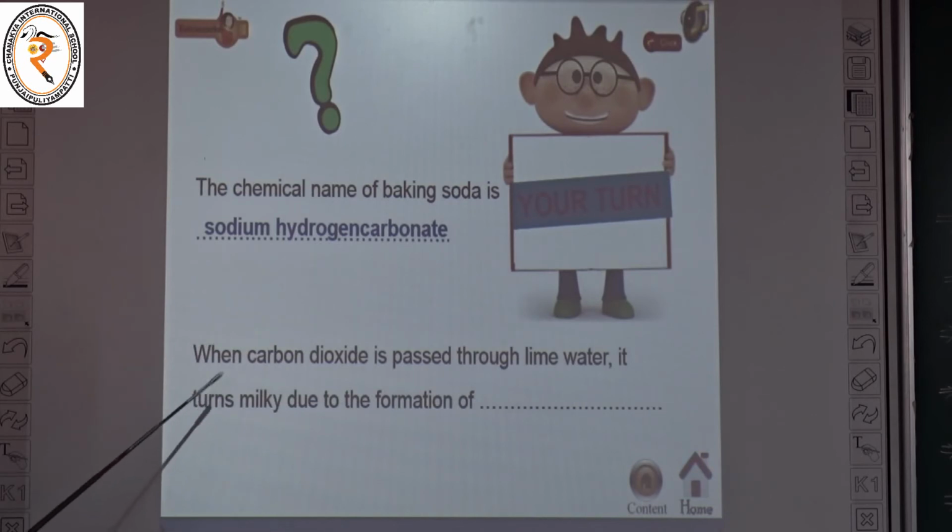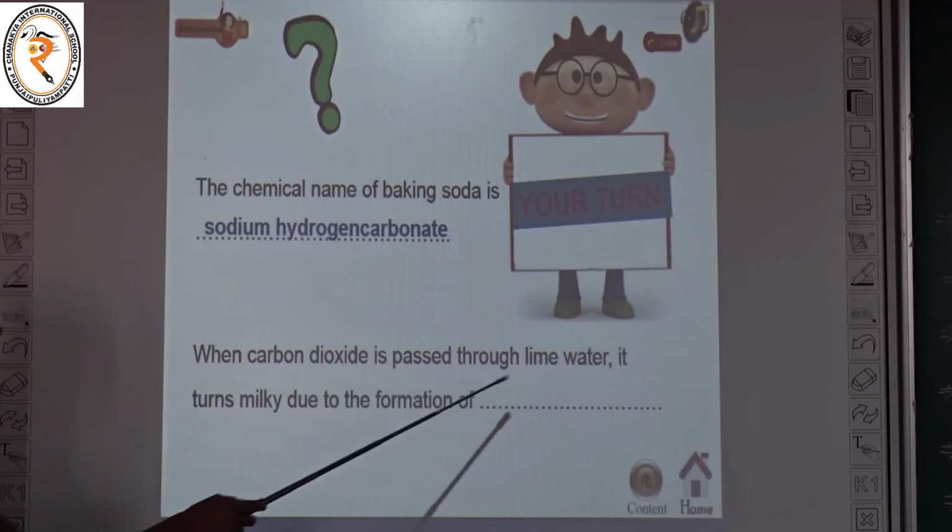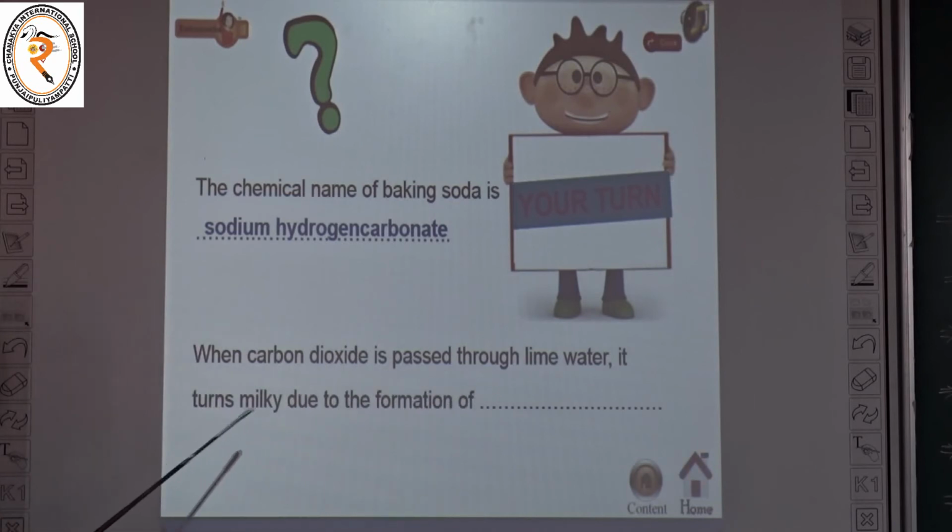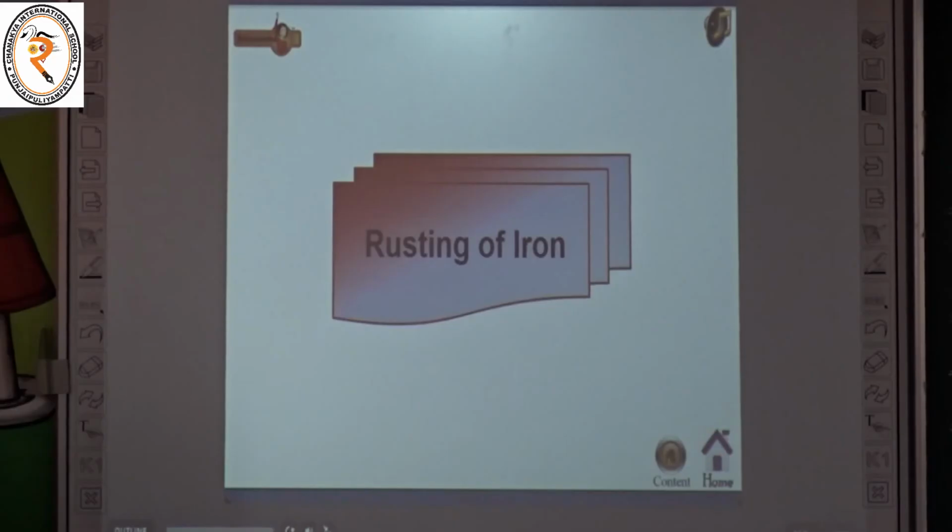Then the second one, when carbon dioxide is forced through lime water, it turns milky due to the formation of calcium carbonate. So carbon dioxide and lime water mix together to form calcium carbonate. Because of the formation of this calcium carbonate, the lime water turns milky. Okay, the next one.